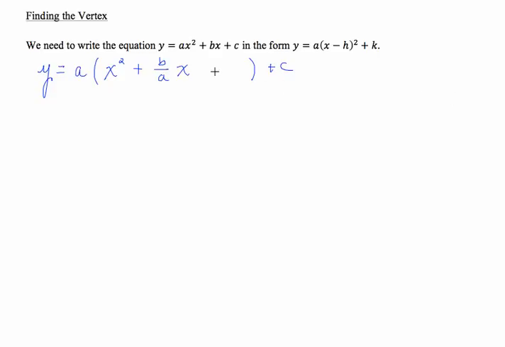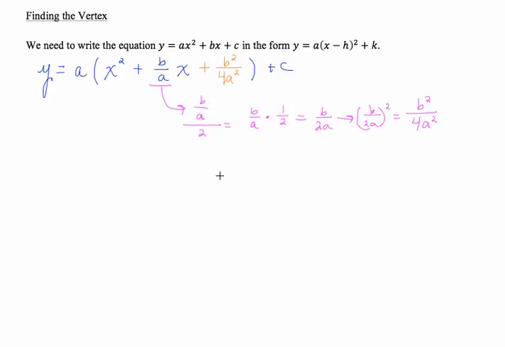Now we need to figure out what to add right here. So you take the coefficient of x, divide by 2 and square it. b over a divided by 2 is equivalent to b over a times the reciprocal of 2, which is b over 2a. And then if we square it, we get b squared over 4a squared. So that's what I'm going to add in here. I'm adding in b squared over 4a squared.